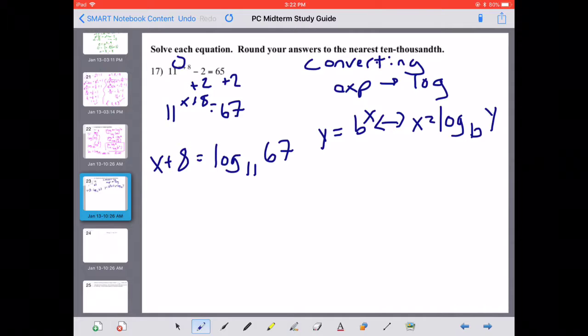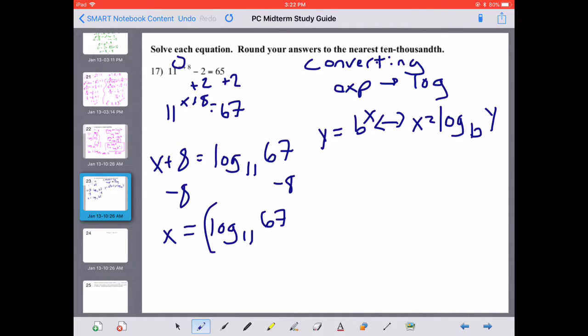At this point, we can plug it right into our calculator, or we can still solve for x. That way we can just do one fell swoop in our calculator. So we can just subtract 8 on both sides, so we get x equals log base 11 of 67, and then once we find that, then we can do minus 8.